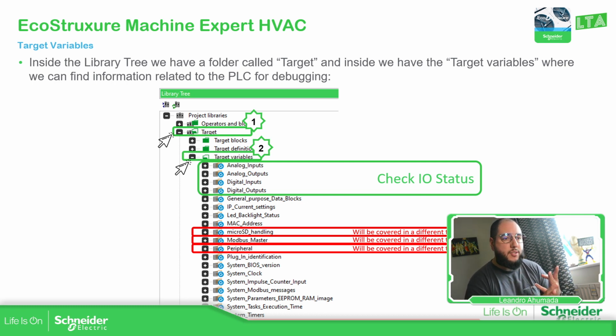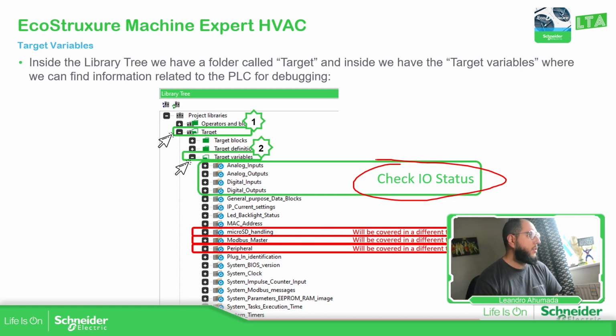What we're going to cover now is the target variables, and some of those variables are organized in different folders. You can see there we have micro SD handling, modem master, peripheral, and USB host handling, which are going to be covered in different trainings. We have this one for checking the IOs, which is good. When we really want to see in the watch everything that was going on, we can use that one. Then we already explained this, which has the LEDs to control, and also the background. You can change that. MAC address is easy.